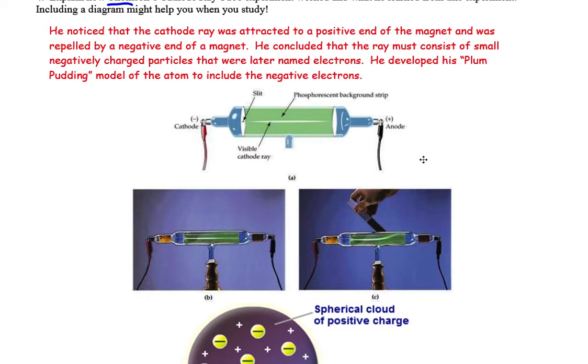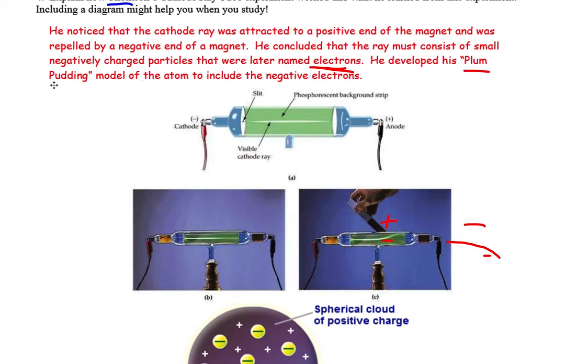And when he brought the positive end of the magnet, and this is important, hint, hint, the beam went up. And he concluded that since they're attracted, the beam must be made of negative things. And when he flipped the magnet over and put the negative side of the magnet, the beam went away because the beam was also negative and they repelled. So that's how he concluded that there were little negative things. He named them corpuscles, but they were later named electrons.